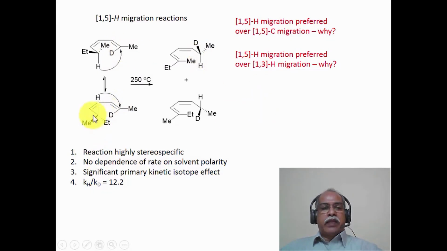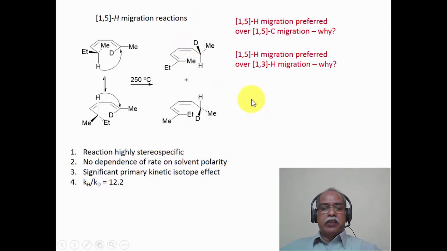From this conformer, if the hydrogen is migrating, it is going to migrate from the top face, indicating that the hydrogen ends up on the top face with the resultant stereochemistry of this chiral center to be like this, and the resulting stereochemistry of the carbon-carbon double bond that is formed here to be like this. These two isomers are diastereoisomers.